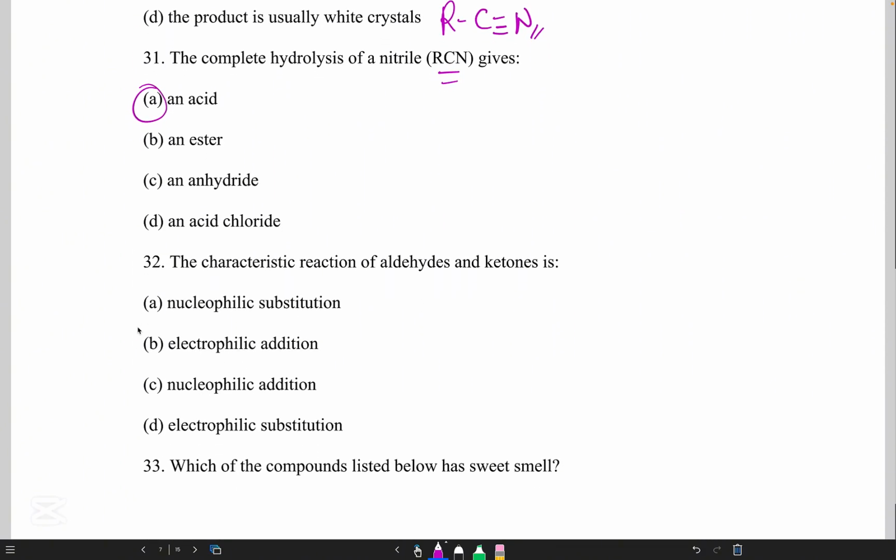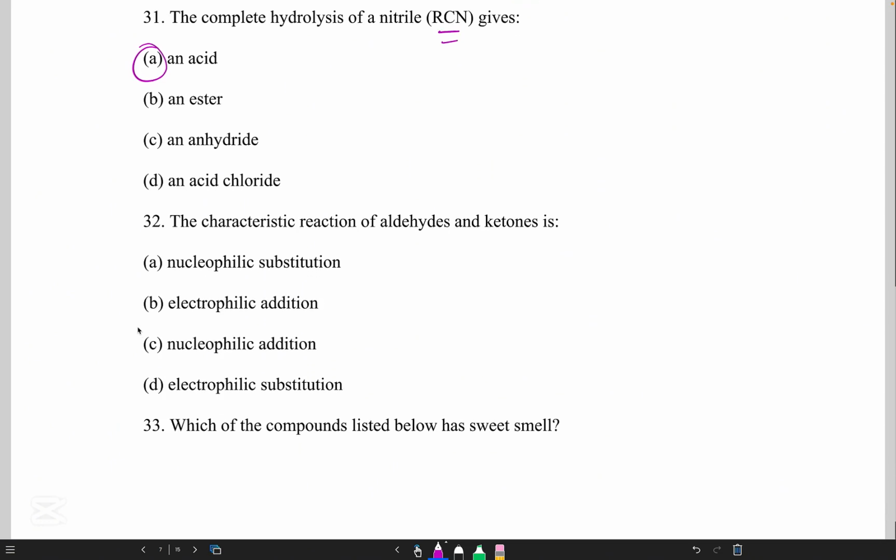The characteristic reaction of aldehydes and ketones is that aldehydes and ketones usually undergo nucleophilic addition reaction, where a nucleophile adds to the carbonyl center like this, right? So they usually undergo nucleophilic addition reaction, which is option C.